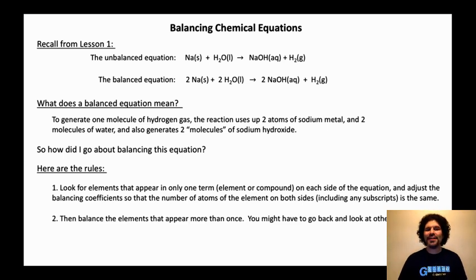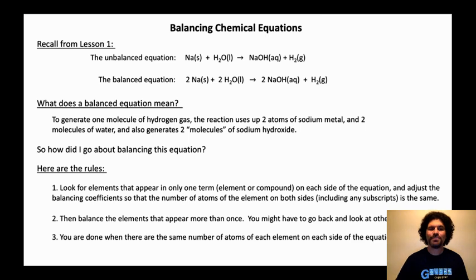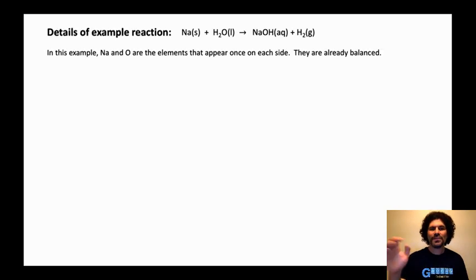The second rule then is to balance the elements that appear more than once on each side, and after you do this, you might have to go back and look at other elements you have balanced again and make further adjustments. We'll see this in practice. And then finally, you are done when you have the same number of atoms of each element on each side of the equation.